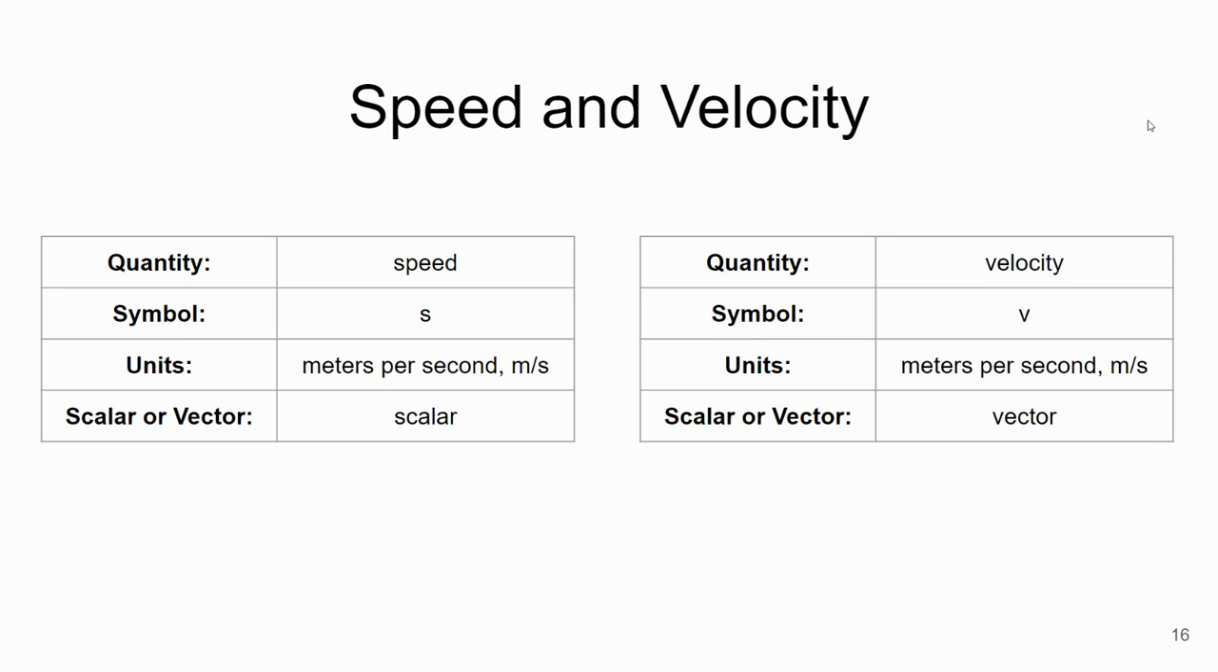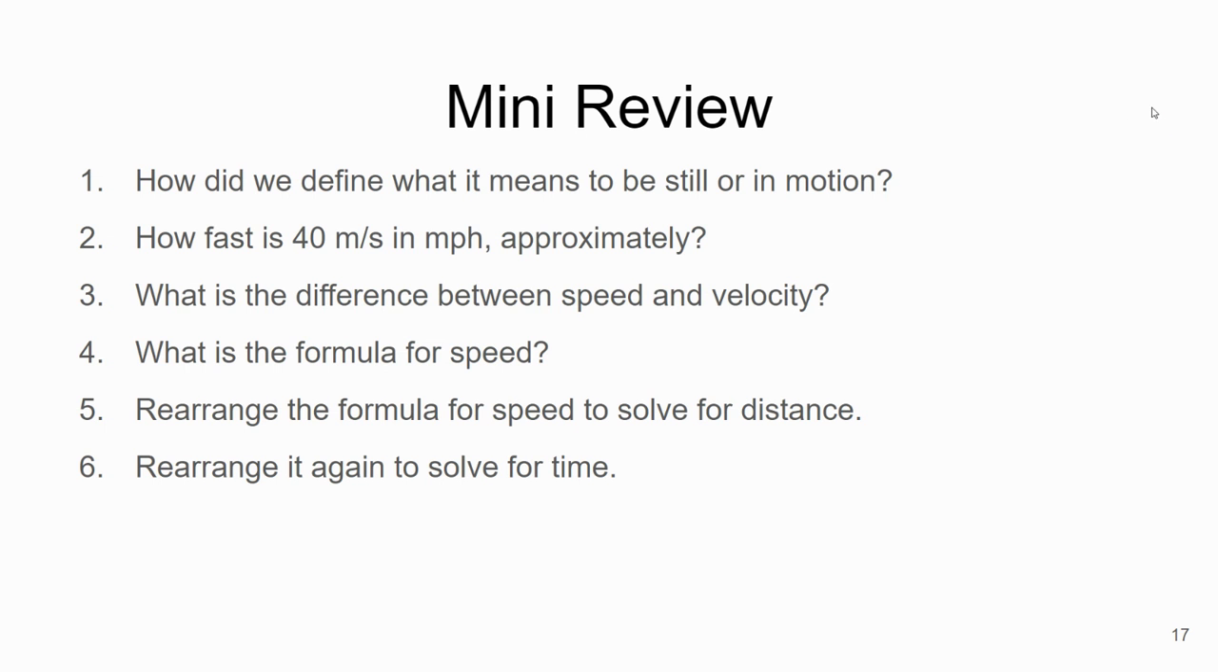So here are these slides comparing the things. The symbol of speed is s, its units are meters per second, and speed is a scalar, whereas the symbol for velocity is v. Its units are meters per second, and velocity is the vector. So these ideas are very much related, but speed is the scalar version, velocity is the vector version.